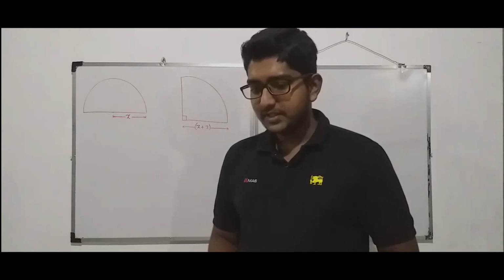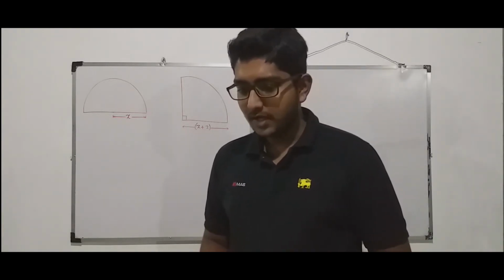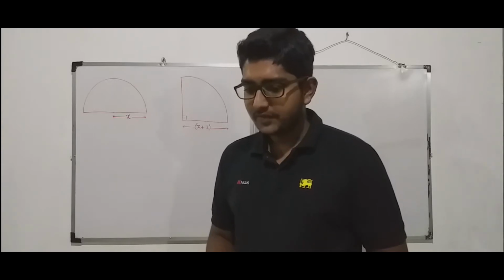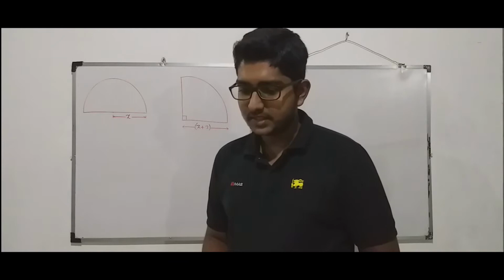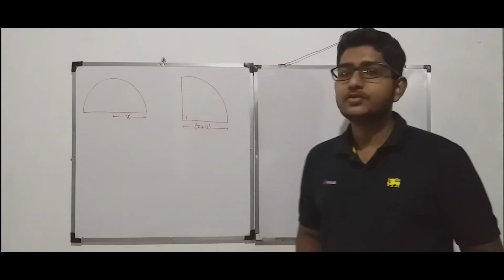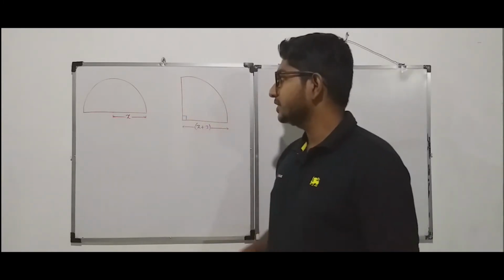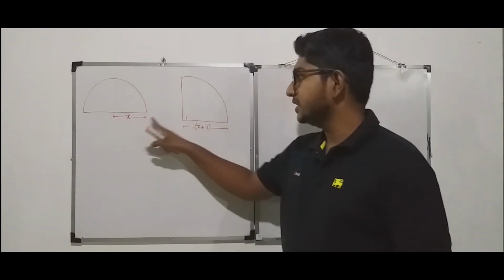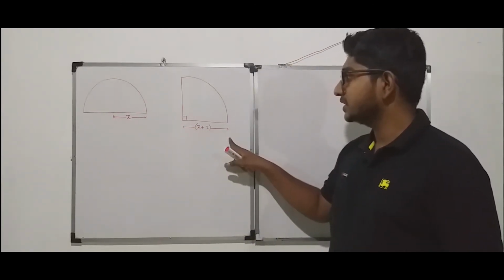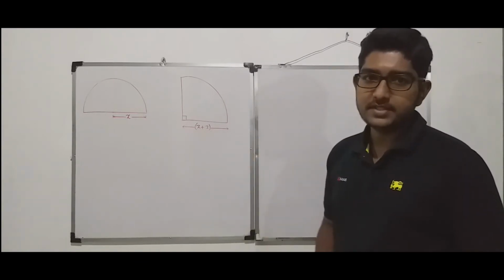The two plane figures shown below are respectively half a circle of radius x units and a quarter of a circle of radius x plus 2 units. So here I have drawn the two figures. This is the half circle with radius x. This is the quarter of the circle with radius x plus 2 units.